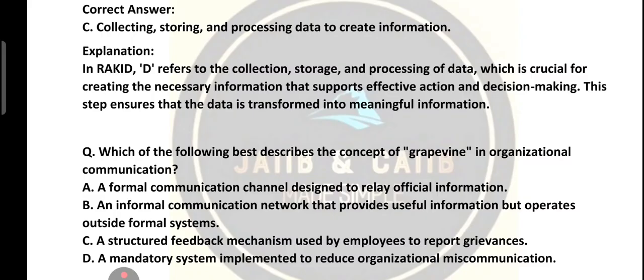Now let's look at option C, a structured feedback mechanism. No. This is about employees formally reporting a problem or complaint, which is very different from grapevine gossip or informal talk. Option D says a mandatory system. No. This sounds like a policy or rule, but grapevine is not created by management. Rather, it happens naturally. It is not mandatory. It is not formal. So this option is also incorrect. So what is the correct answer? It is option B. Let's summarize the facts.